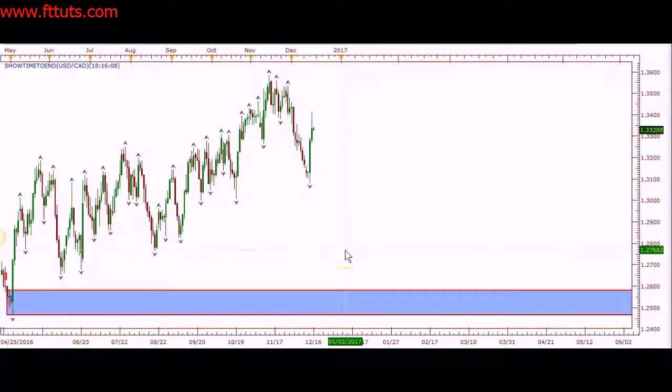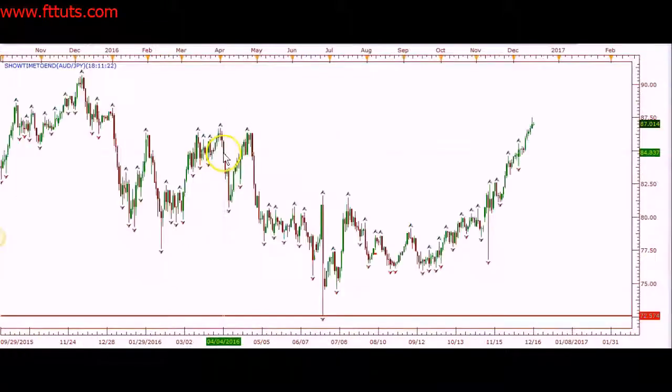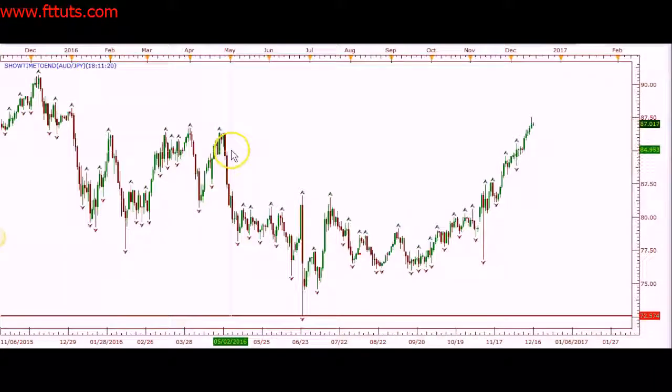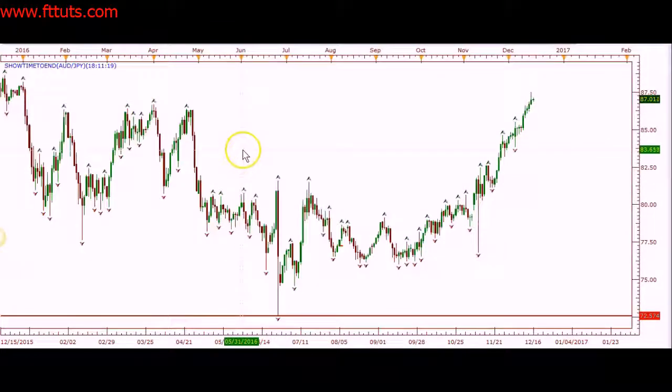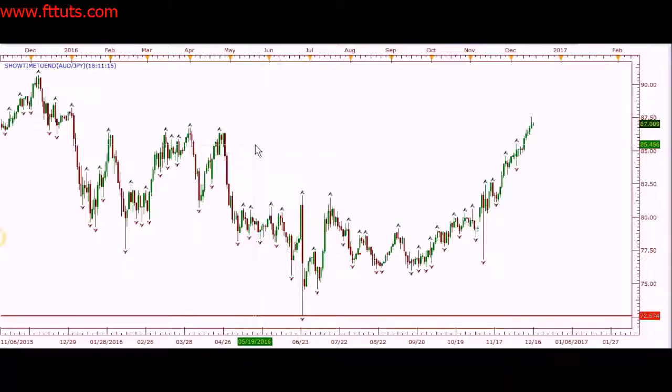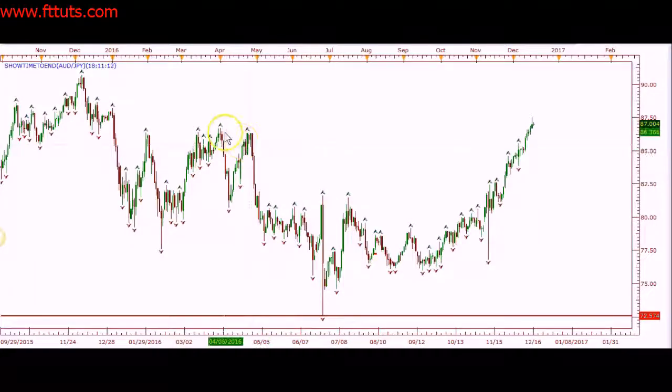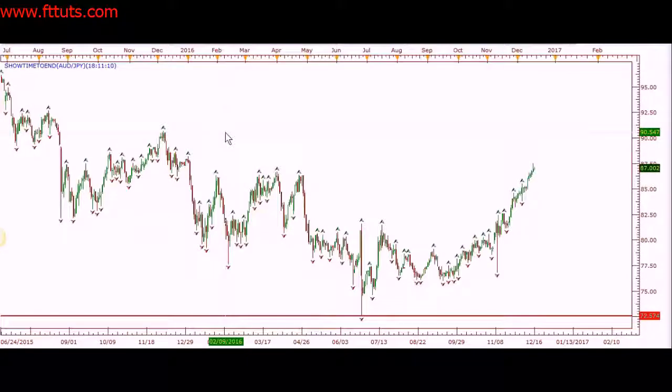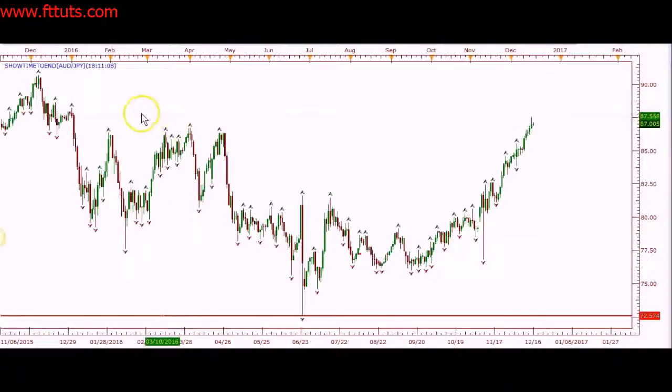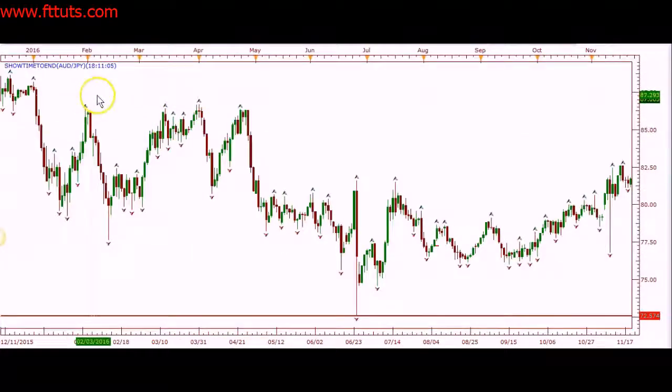All right, so let's go on and look at a couple other pairs. We'll go to the Aussie yen and look at that. All right, so we're looking here at the Aussie yen daily time frame. There's a couple zones on here that we could be looking at. So like I said, you don't have to have just one zone, because you could be looking at multiple zones.